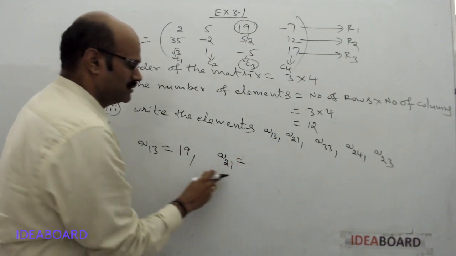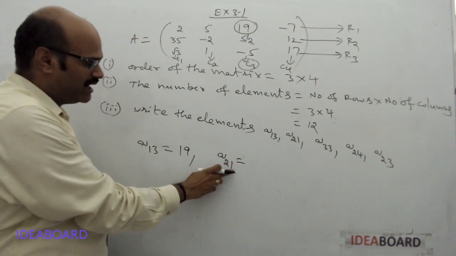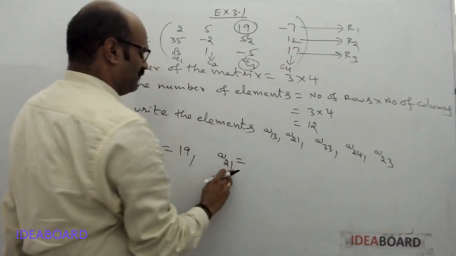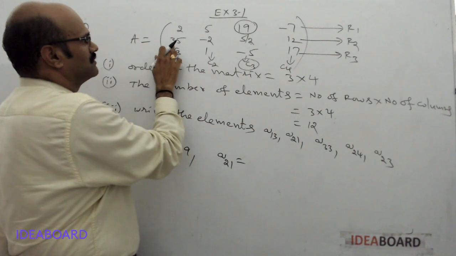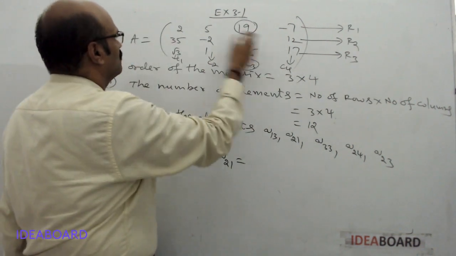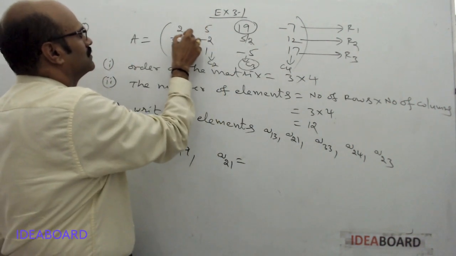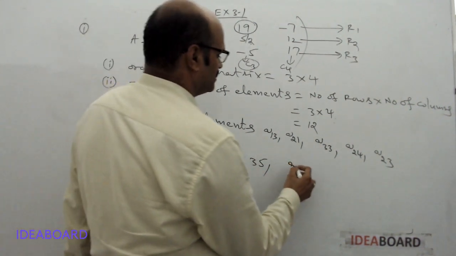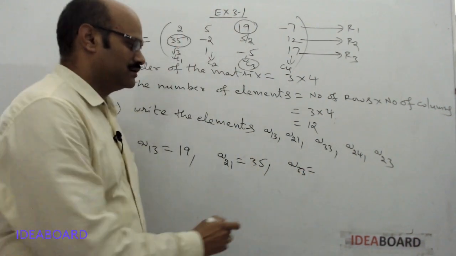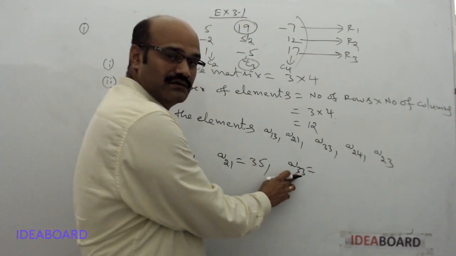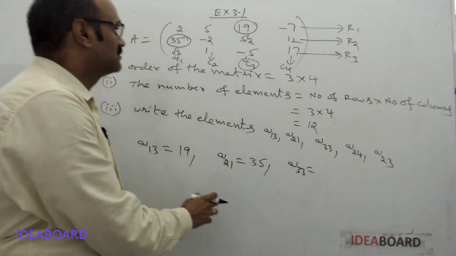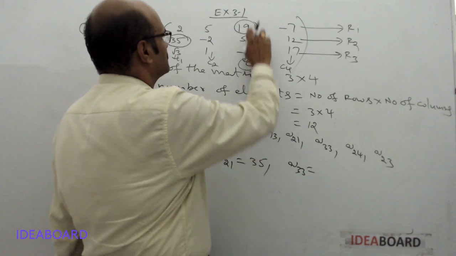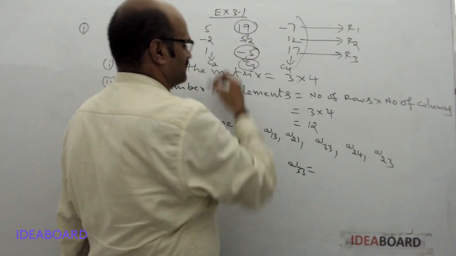A21. The element which lies in second row and first column. Here second row is R2, first column is this one. Second row, first column, 35. A33. The element which lies in third row and third column. The third row is this one, and third column is this one. So minus 5.